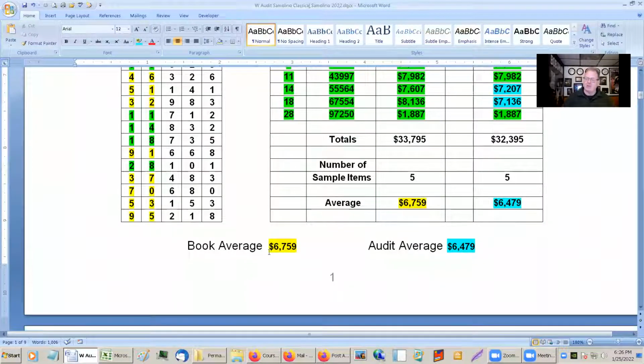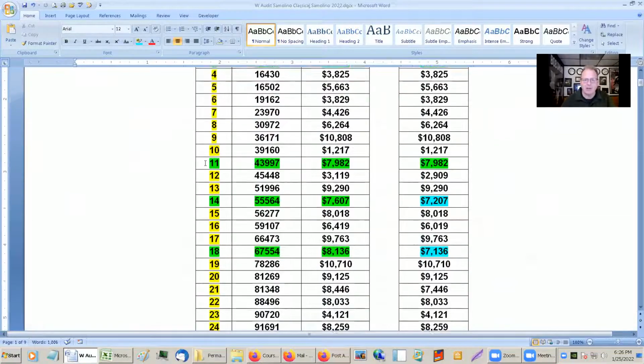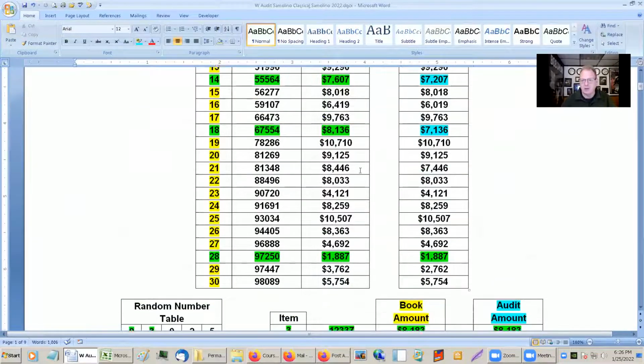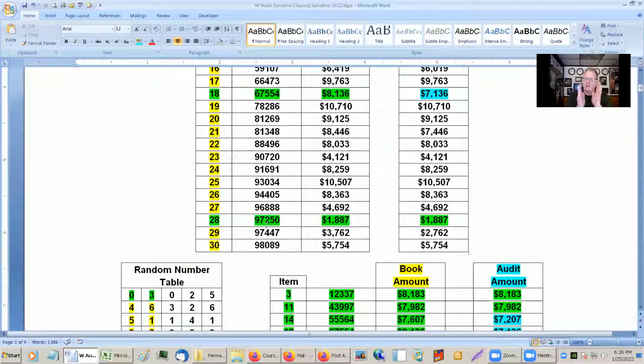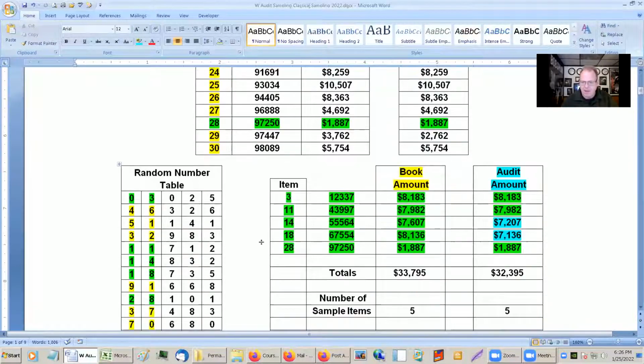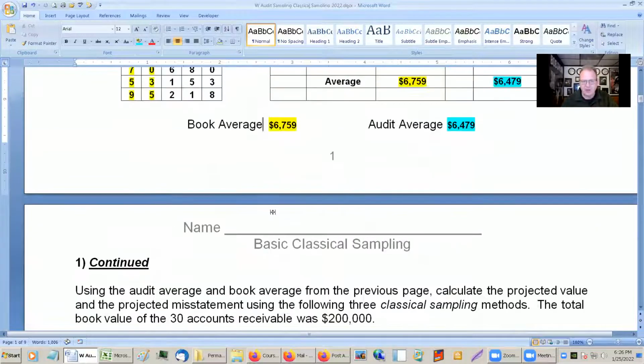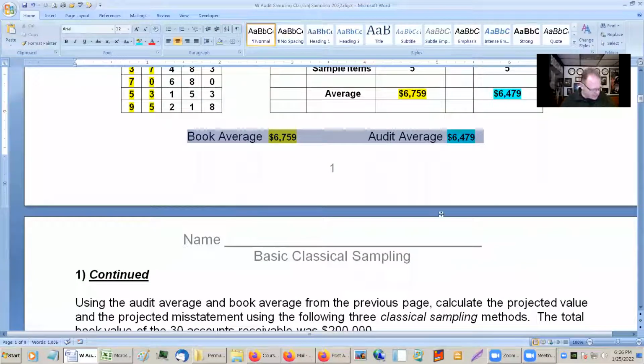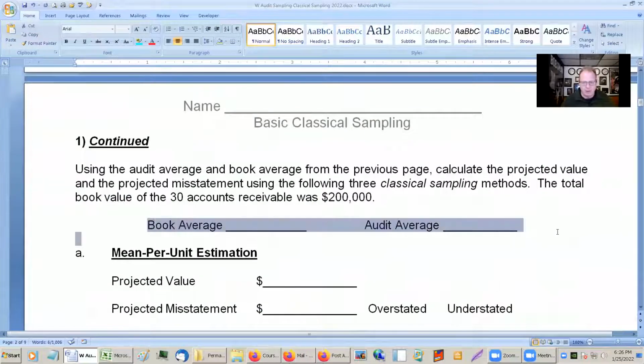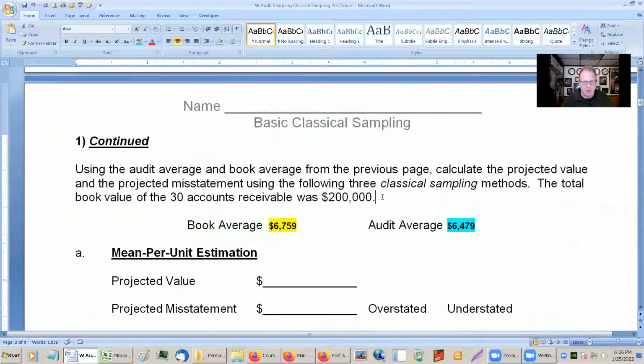Okay, now the question becomes, how do we take these numbers that we have and spread them over this entire population? There are 30 accounts here. And we have to say, okay, we're taking the sample and now we're going to project this over the entire 30 items, to see what we think the true value is. We're going to start on the next page here, and I'm going to copy these down to the next page just because we're going to need them.